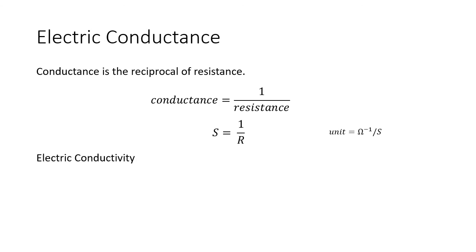Finally, we will see what is electric conductivity. Electric conductivity is 1 over resistivity. So sigma equals 1 over rho. Unit equals per ohm per meter or Siemens per meter.